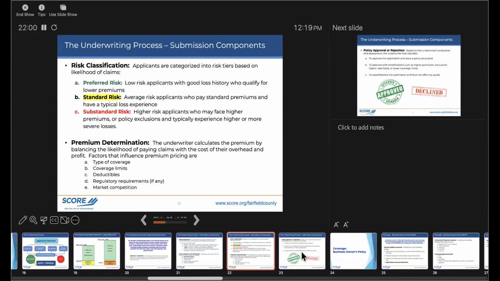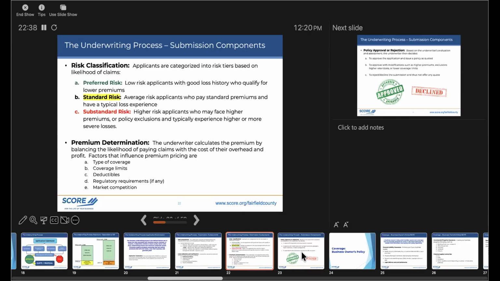Risk classification. You could be either a preferred risk, which means low risk and good loss history, or a standard risk, where you're average and you pay standard premiums and have a typical loss experience. Typical meaning what you would expect for a company like yours, just to open up your doors and operate your business. And then there's substandard risk. Higher risk applicants may face higher premiums or policy exclusions and typically experience higher or more severe losses.